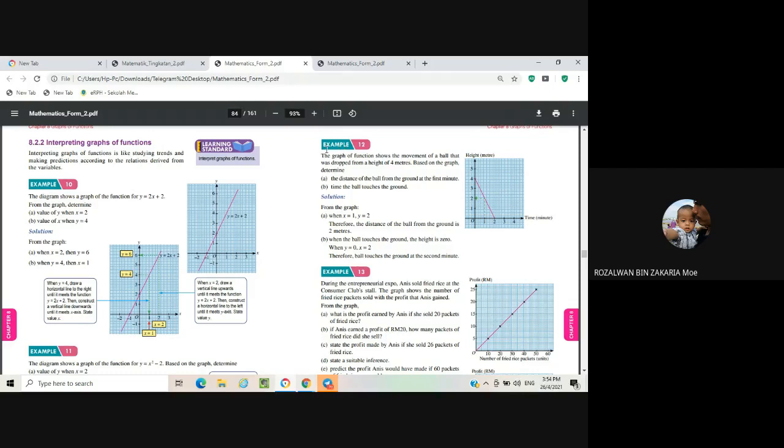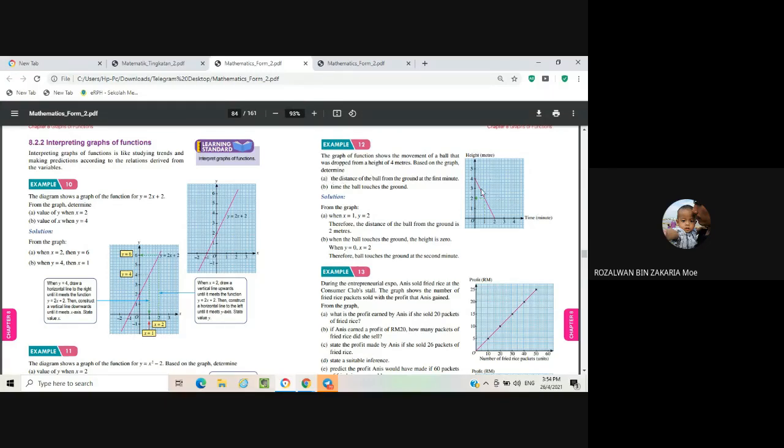Okay, so look at this one, example 12. The question is, the graph of the function shows the movement of a ball that was dropped from a height of 4 meters. Based on the graph, determine a, the distance of the ball from the ground at the first minute, and b, the time the ball touches the ground. So from the graph here, how to do question a? Look at where is the first minute.